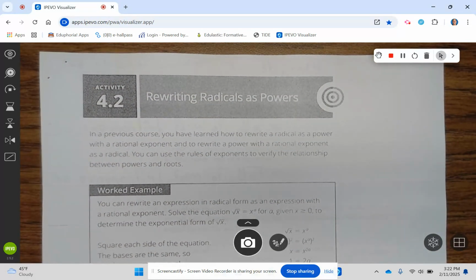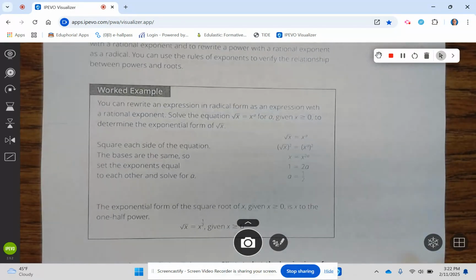Rewriting radicals as powers. In a previous course, you have learned how to rewrite a radical power with a rational exponent. And to rewrite a power with a rational exponent as a radical, you can use the rules of exponents to verify the relationship between the powers and roots. All right, go ahead and look over the worked example.